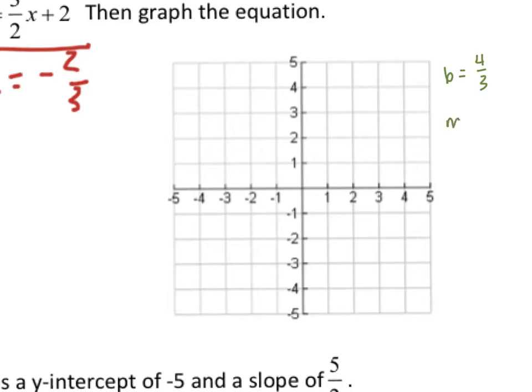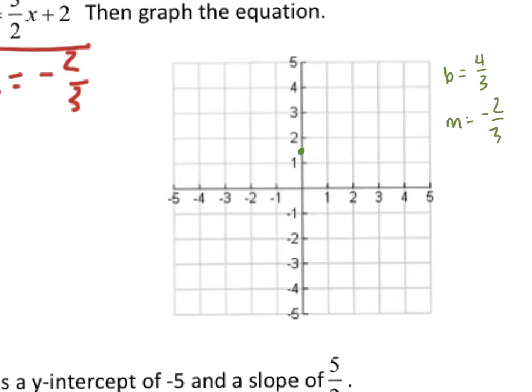And the slope is -2/3. So that's all I really need to graph an equation. So I got 4/3, which is about 1 1/3. Okay, so I'm going to graph a point right about here. That might be a little bit closer to 1 1/2, but it's an approximate thing anyways.